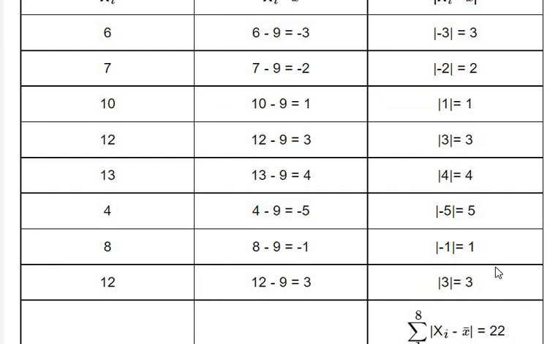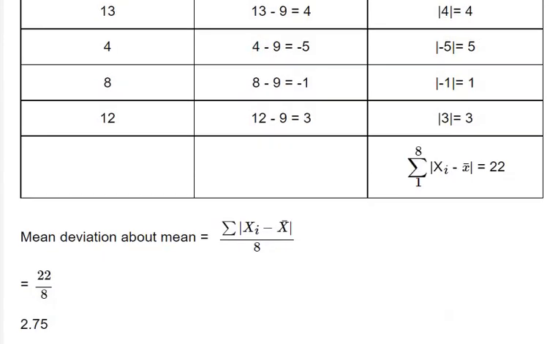Now what should we do? The next step is mean deviation is equal to sigma modulus x minus x bar by n. Sigma modulus x minus x bar is 22. N is the number of observations, which is 8. So we divide sigma modulus x minus x bar by 8. 22 by 8 is equal to 2.75.